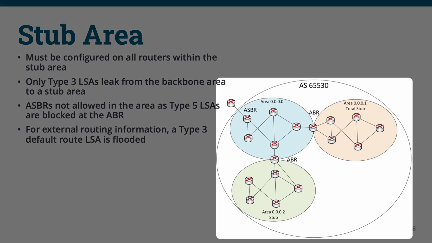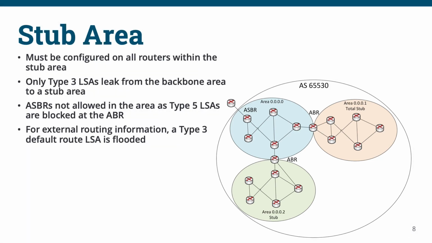In our diagram, we see that Area 2, the green area, is marked as a stub. This would be identified on the ABR's configuration to identify this area as a stub, as well as all of the routers within the area here. Since the ABR is the gateway to the area and the controller of LSA flooding to and from the area into the rest of the OSPF domain, it must also have the stub flag configured.